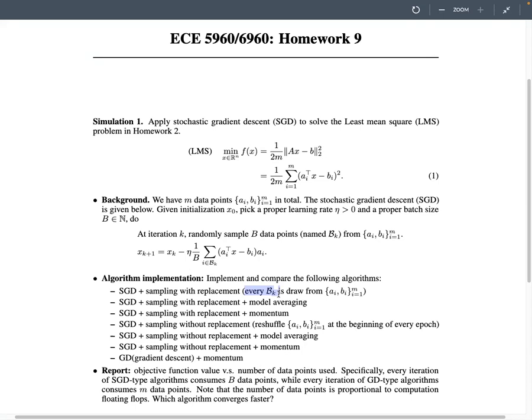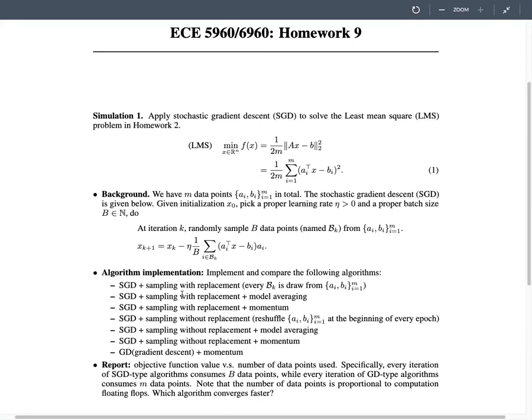So in MATLAB and PyTorch, you have a built-in function that allows you to randomly pick 16 different numbers out of 1,000, for example. Okay, so this is the first SGD algorithm. And once you implement this algorithm, you have this xk, right? X1, x2, x3 up to xk. And then you will report the loss value of this at each xk.